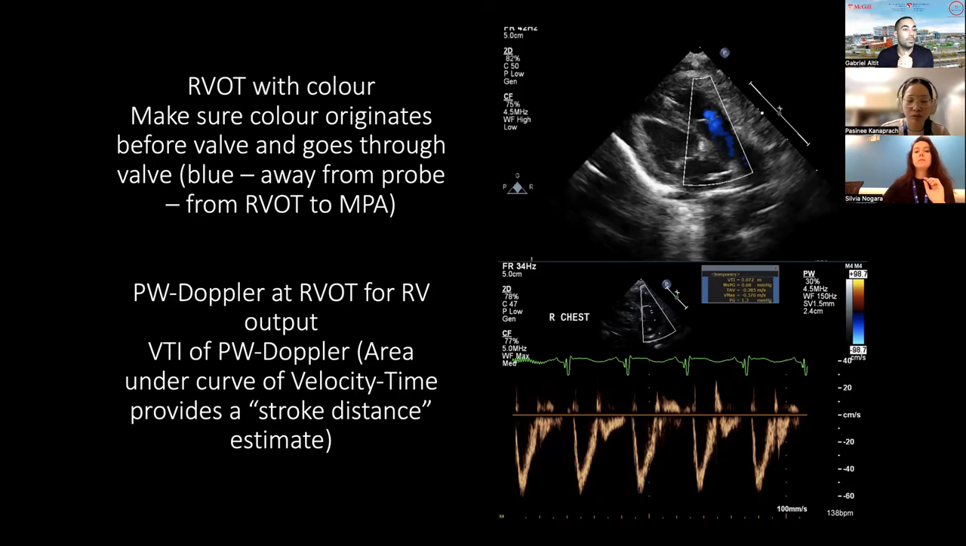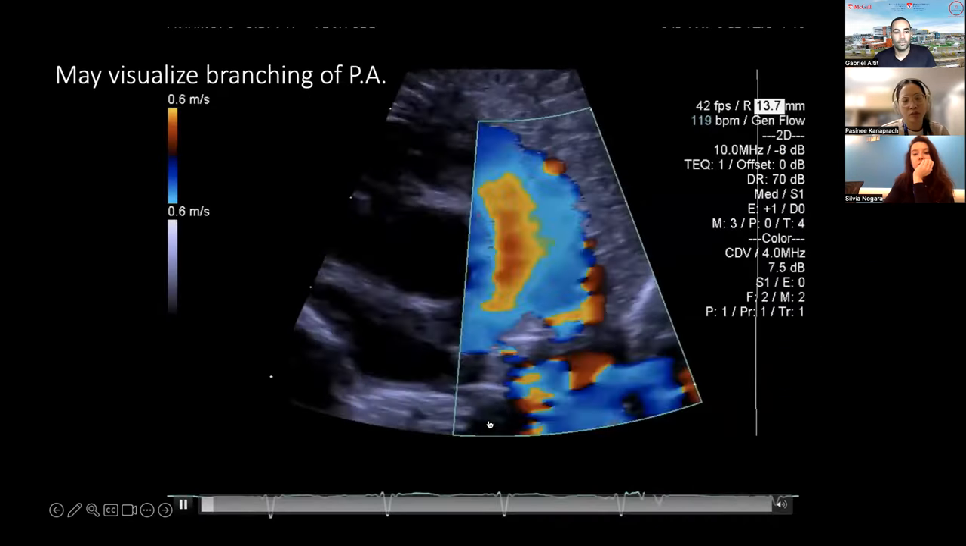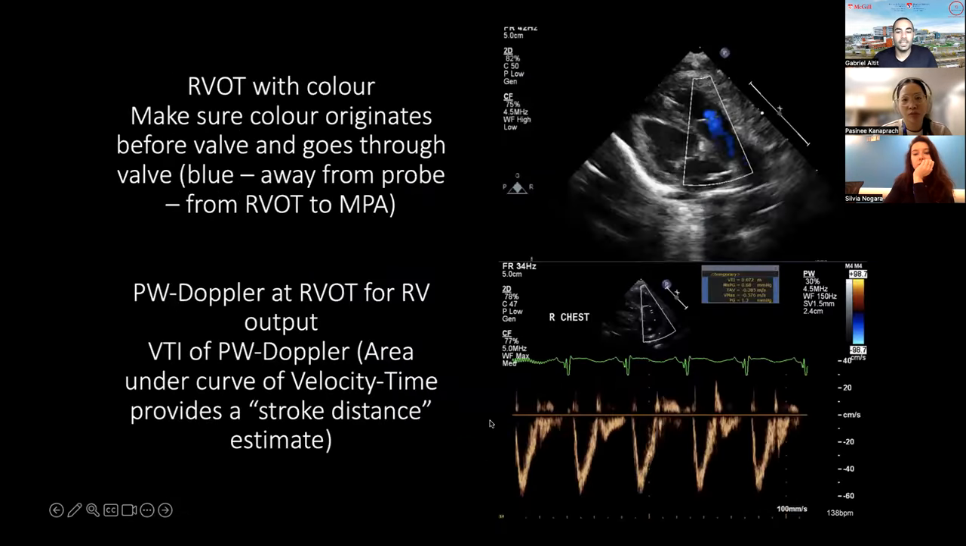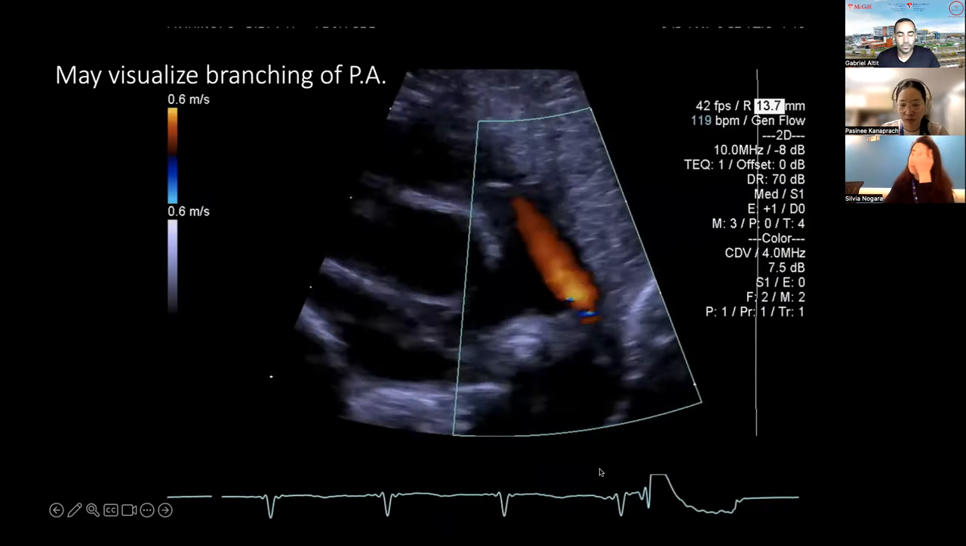So you're going to use a PW often in this context. Same thing for a PDA that's very large with rapid equalization, you're going to use a pulse wave Doppler. And when we're calculating the cardiac output, we're going to be using the area under the curve. I'll explain a bit more when we get there.